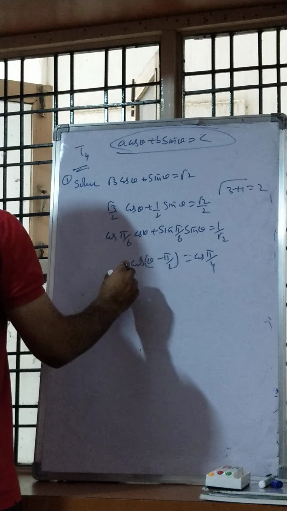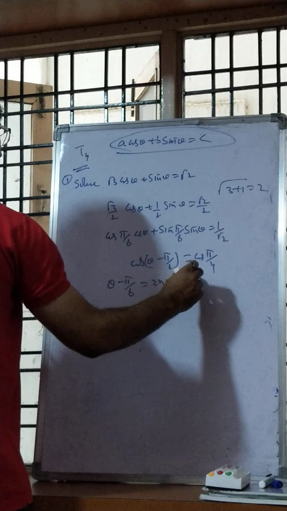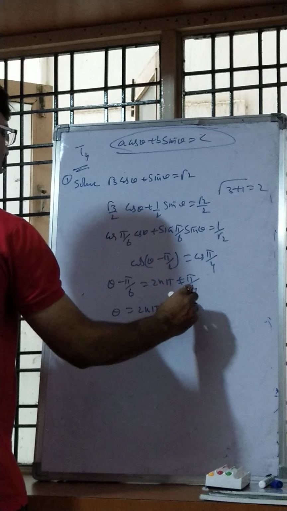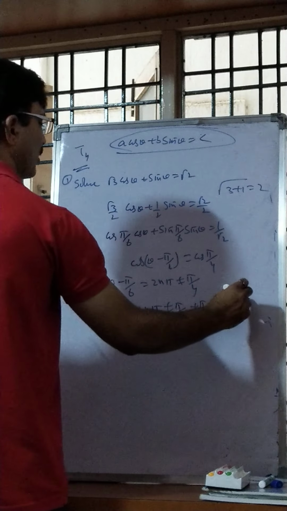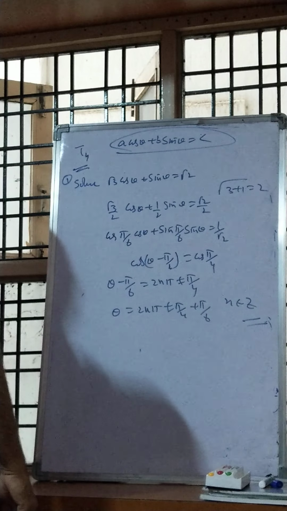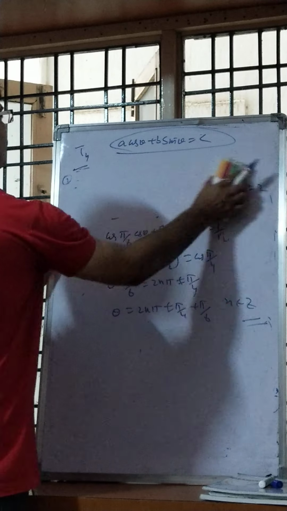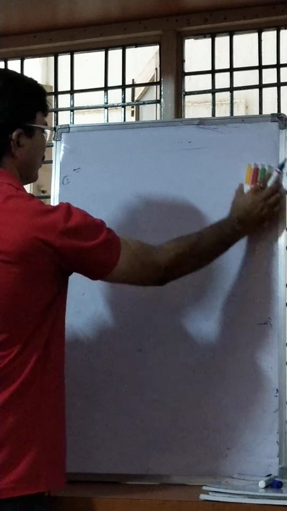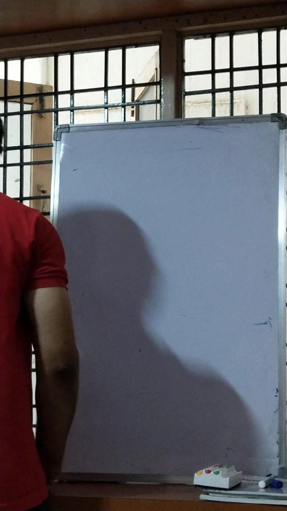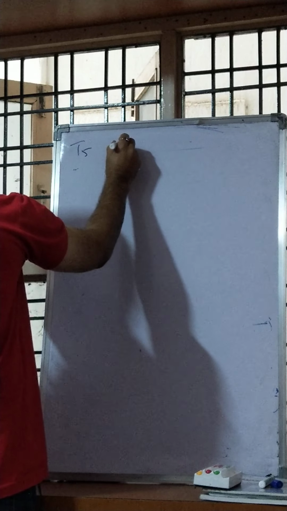So theta minus pi by 6 is equal to 2n pi plus or minus pi by 4, or theta is equal to 2n pi plus or minus pi by 4 plus pi by 6, where n belongs to Z. Like this you can evaluate. One problem I did here and hope that you can do the other problems better. Now type 5: problems based on extreme values.